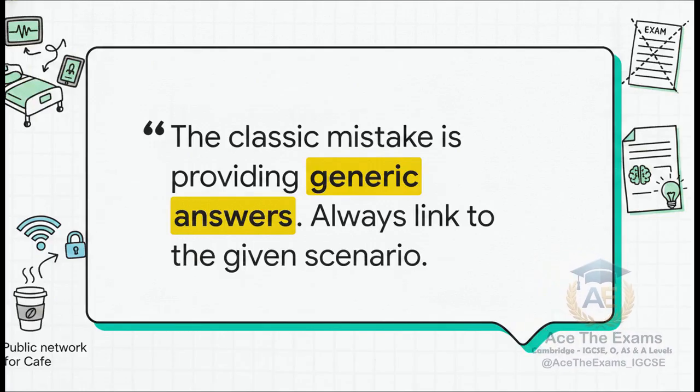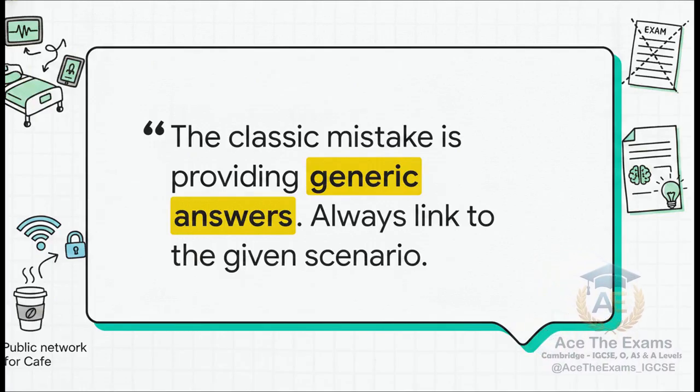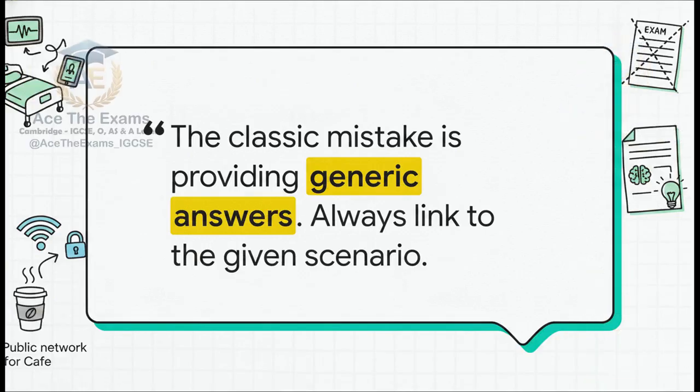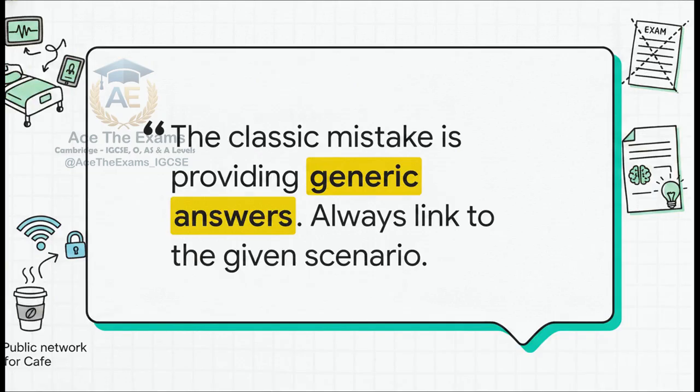If the scenario is about setting up Wi-Fi in a hospital, you must mention medical equipment interference and life-critical reliability. If the scenario is about a local coffee shop, you must mention public network security, rogue access points, and captive portals. Generic answers will always lose marks. Tailor your knowledge to the story they give you.